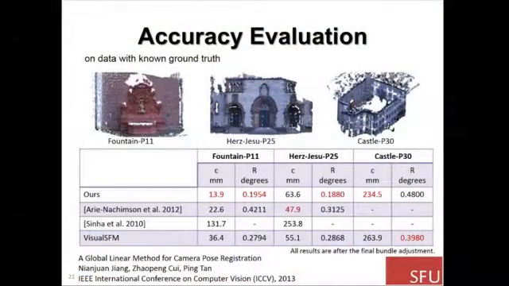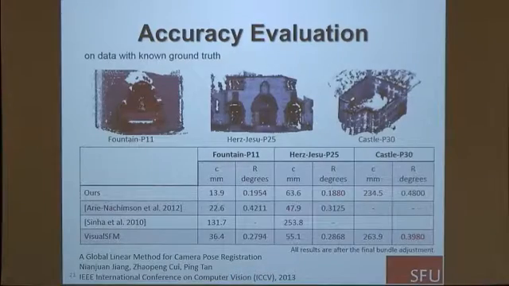So next, I'm going to show you some of the results of this method. We first evaluate the accuracy of our method on these 3 data sets with known ground truth camera motion. We compare it with some other recent methods. For each data set, we highlight the result with the smallest error in red color. This C is the position error in millimeters of camera centers. R indicates the orientation error in camera orientations in degrees. So as you can tell, most of the time, our method generates the smallest error in all the data.